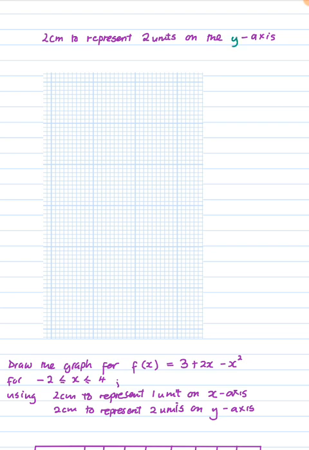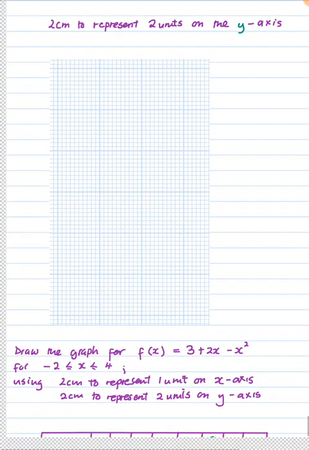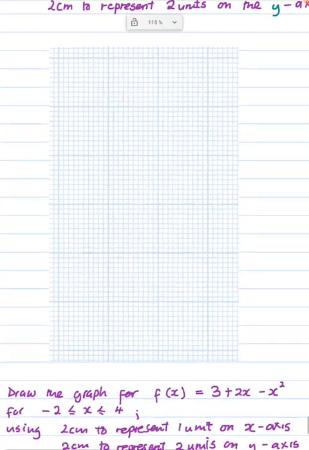So it's on the y-axis. So if it represents the y-axis, first of all we are told 2 centimeters represent 2 units, right? So it means that if we have a line like this, remember our 2 centimeters go from here to the next line, the solid line, right? So that's what 2 centimeters is.